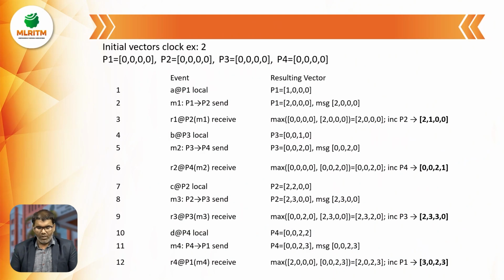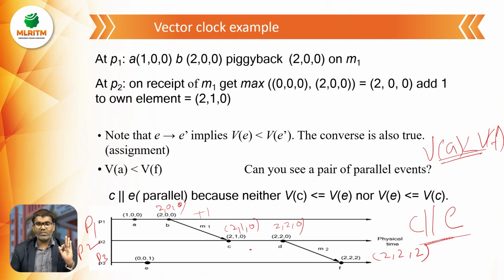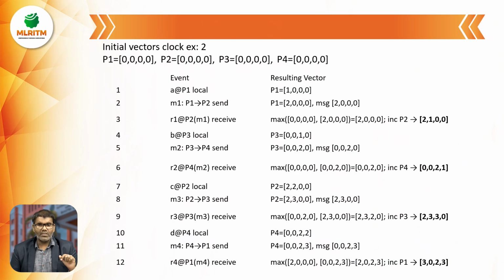And second example. Here, initial vector example 2. Here, previously we have taken 3 matrix. Now we are taking the second example, we are taking 4 matrices. Process 1 is equal to 0 comma 0 comma 0 comma 0, and process 2 is equal to 0 comma 0 comma 0 comma 0. Process 3 is equal to 0 comma 0 comma 0 comma 0, and same as process 4, 0 comma 0 comma 0 comma 0. So here events and result vector.